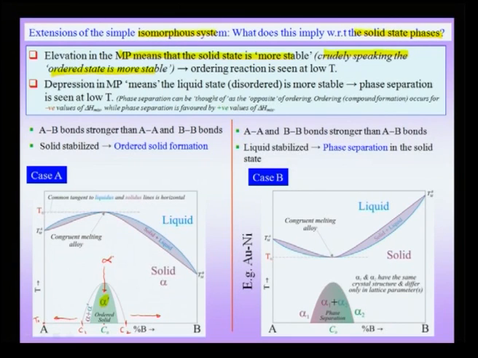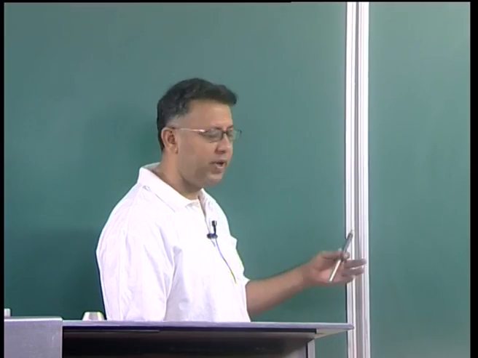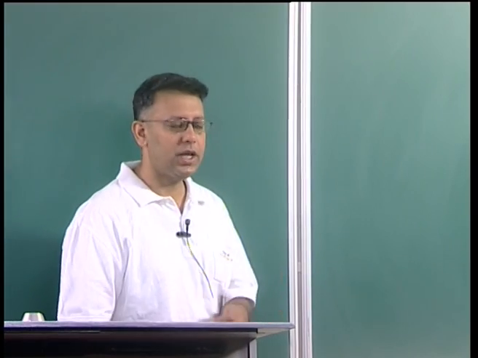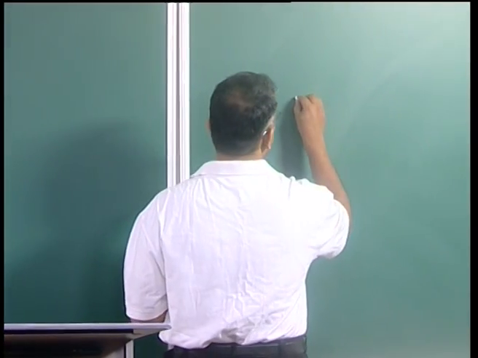That means it will show an ordering transformation, and I label this ordered structure as alpha prime. Say for instance, we have talked about this before, but we will briefly state what we mean by this ordering transformation. I am just giving one example of an ordering transformation, and there could be various different kinds of ordering transformations as we shall see in a coming slide.